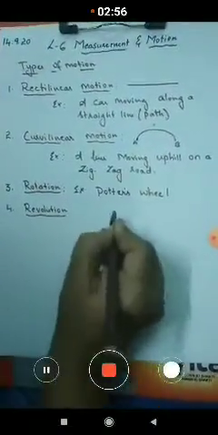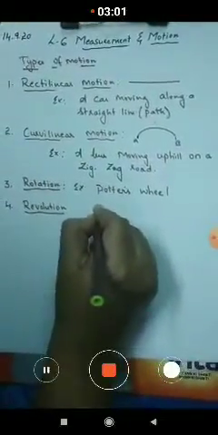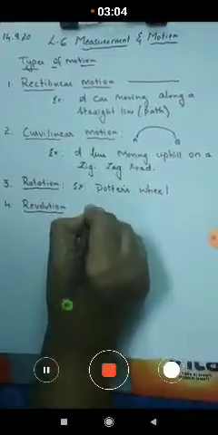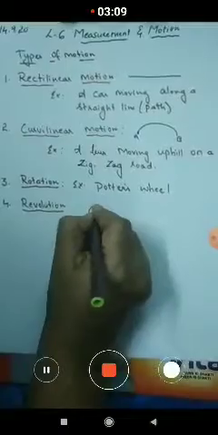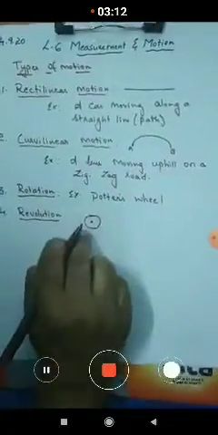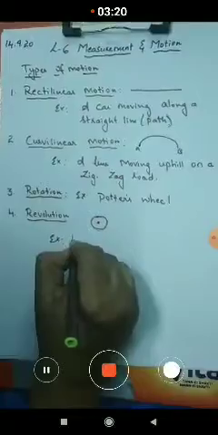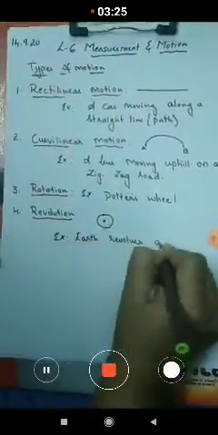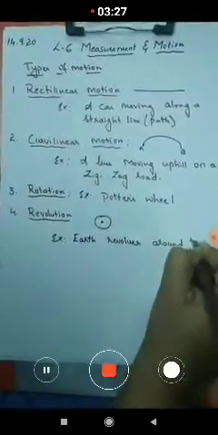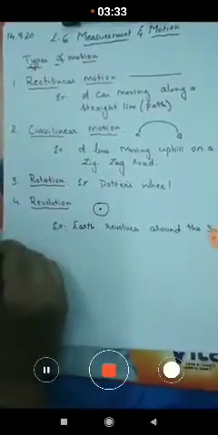The next, fourth one we read was the revolution. In this fourth type of motion, the object moves around a central point, changing its position, in a nearly circular or oval path. That type of motion is called a revolution. Example, Earth revolves around the sun. So this is the example of revolution.